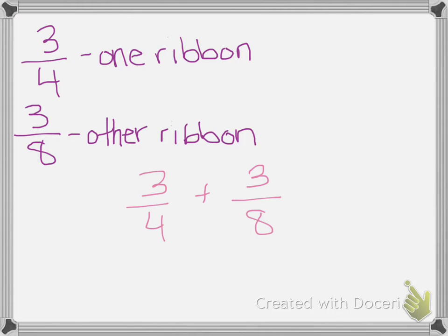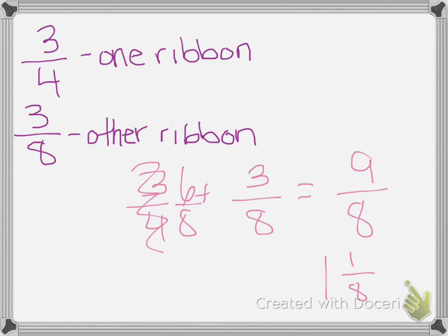We can't add since they're a different denominator. So if we look, 3/4 and 3/8, I know 4 goes into 8, so I'm going to switch it to 8ths. 4 times 2 is 8. 3 times 2 is 6. So now we have 6/8 plus 3/8 equals 9/8, or 1 and 1/8, and that's yards of ribbon.